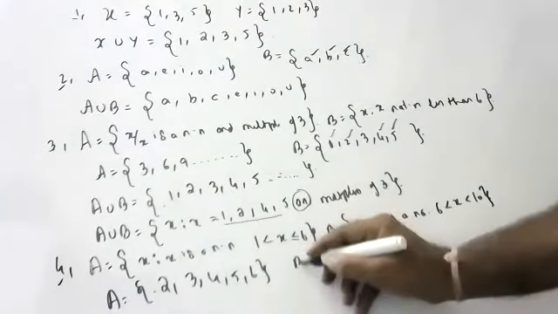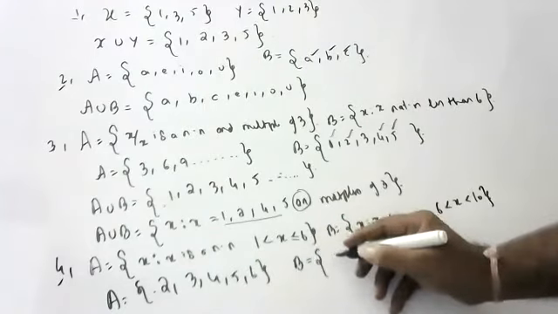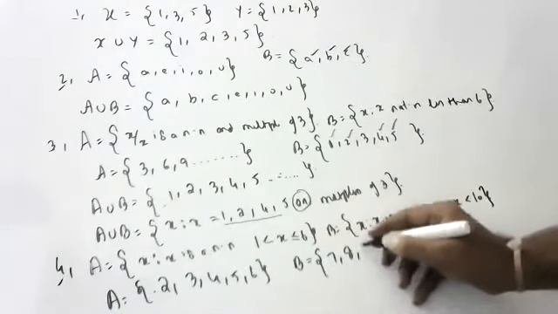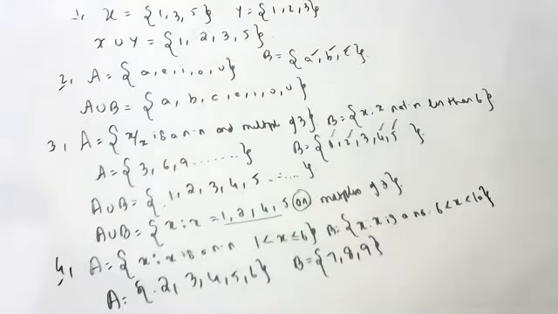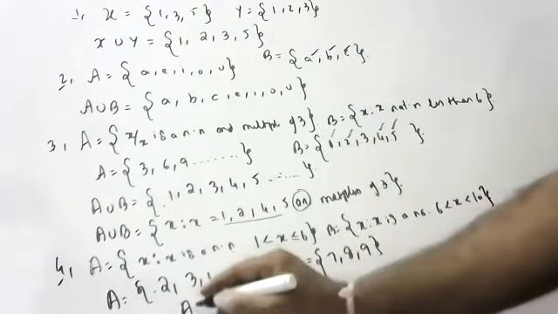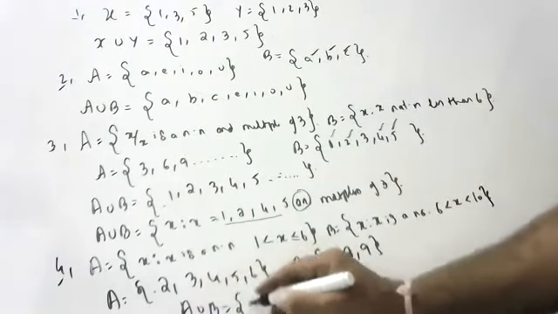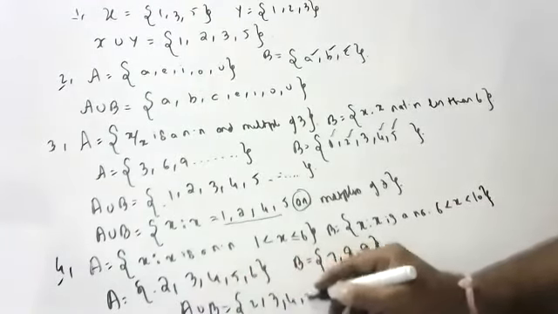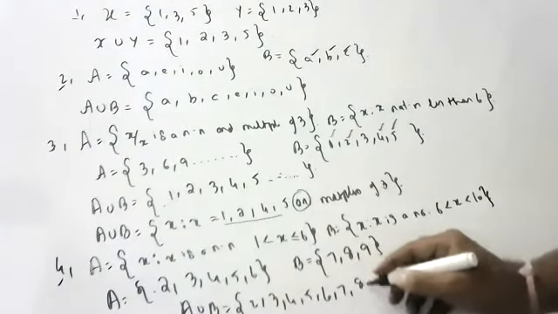Can anyone tell what B is, children? 7, 8, 9. Only 7, 8, 9, correct. Now can anyone tell what A union B is, children? A union B will be 2, 3, 4, 5, 6, 7, 8, 9.